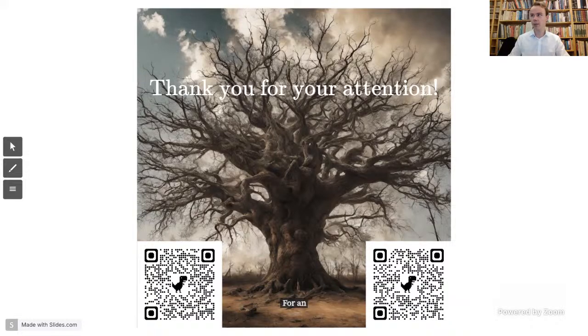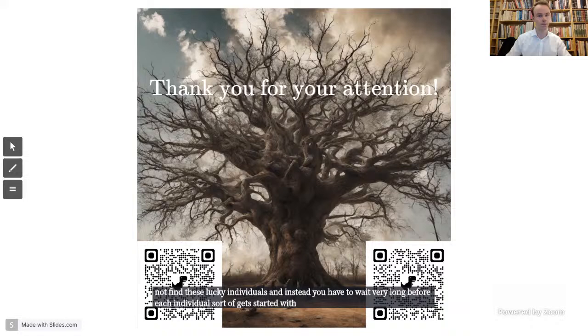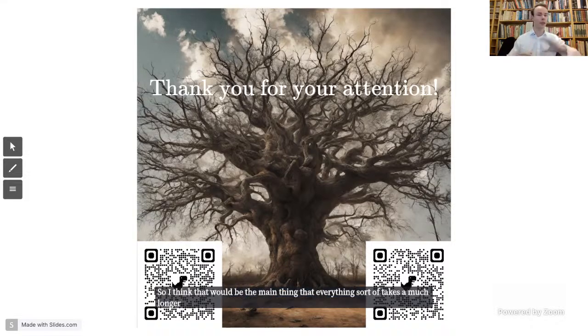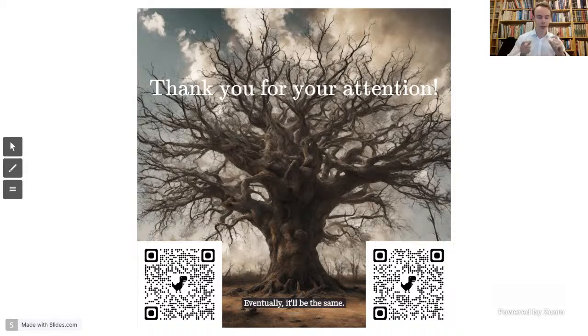For an infinite path, I have less of a good intuition what that would mean. Then I think it's sort of a cumulative effect that adds on throughout the generations, because to be able to produce this infinite path, you have to find these extremely lucky individuals that can produce children very quickly, one after the other. So if you condition that to take a very long time, then you will just not find these lucky individuals, and instead you have to wait very long before each individual gets started with producing a lot of children. So I think that would be the main thing, that everything takes a much longer time to get started, but then eventually it'll be the same. But how exactly that turns out, I couldn't tell you. But it's an interesting question.